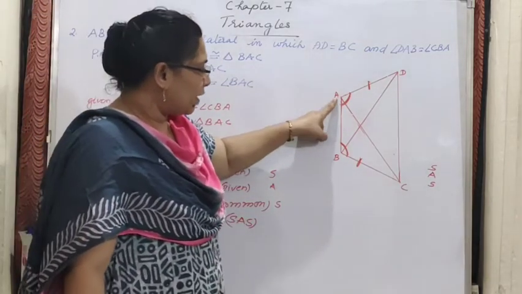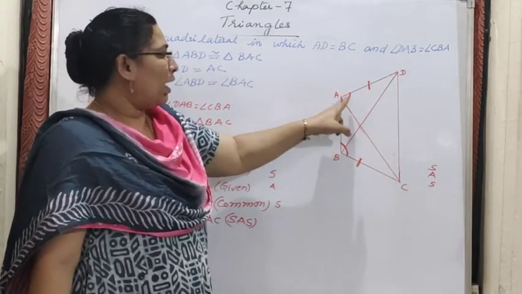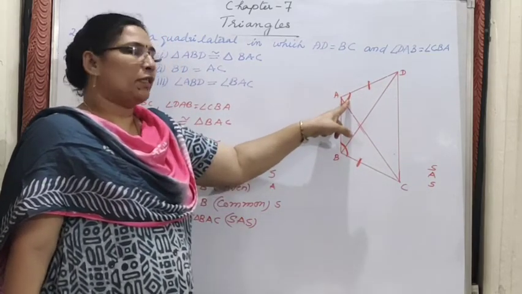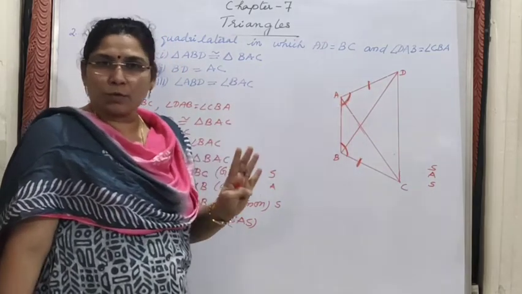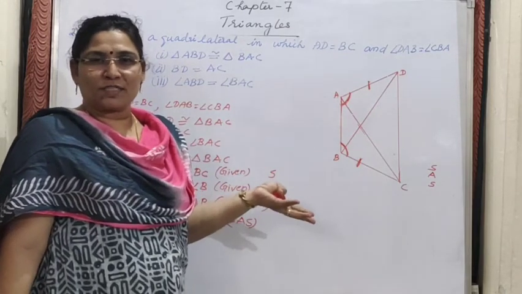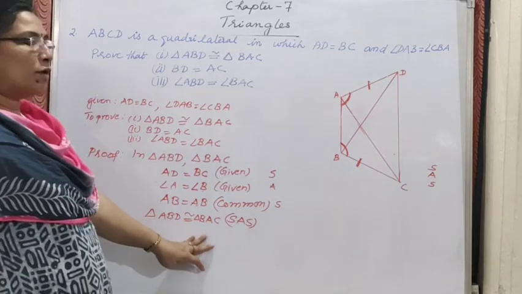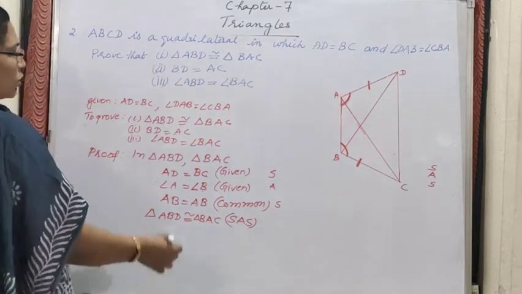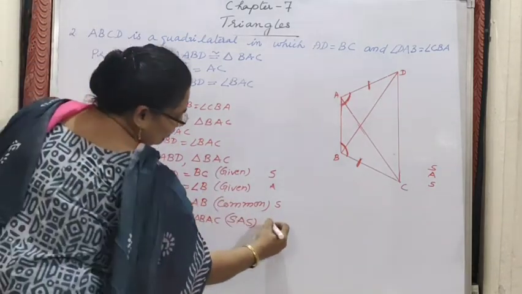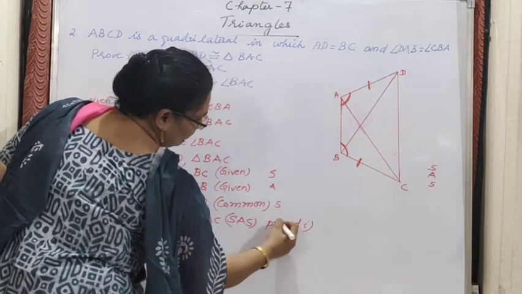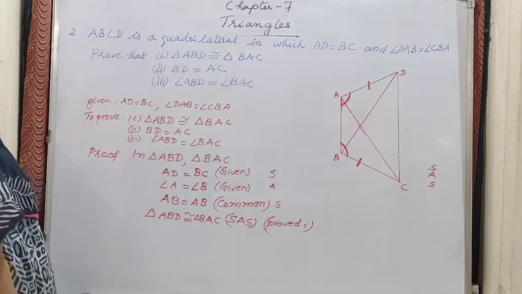Which are the sides we have taken? AB and AD. So AD and AB forming the angle A. So that is included angle only. So we got which criteria here? SAS criteria. So triangle ABD congruent to triangle BAC. So that means proved first part. Proved 1.